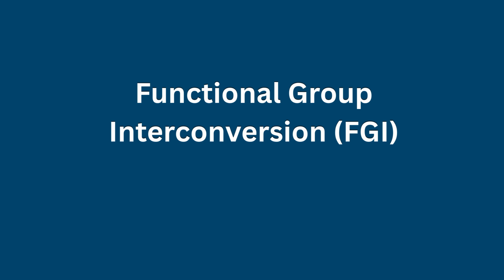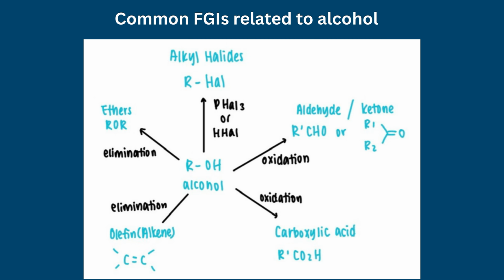Functional group interconversion, FGI. FGI refers to the transformation of one functional group into another to enable a more strategic disconnection. Examples: alcohol to ketone, oxidation; alkene to alcohol, hydration. FGI is frequently employed to convert a molecule into a disconnection-friendly form.